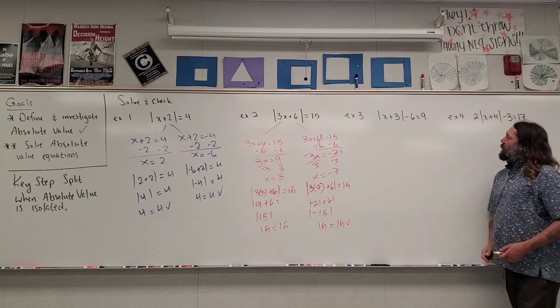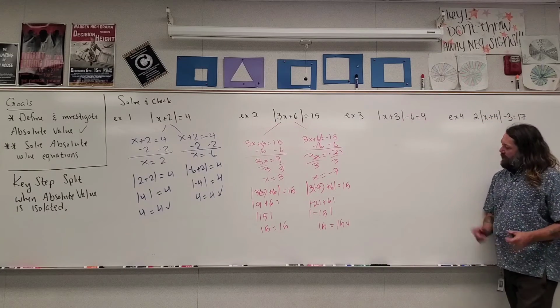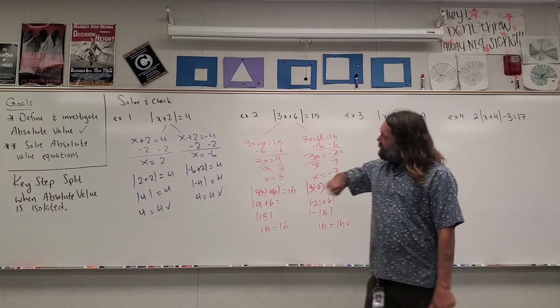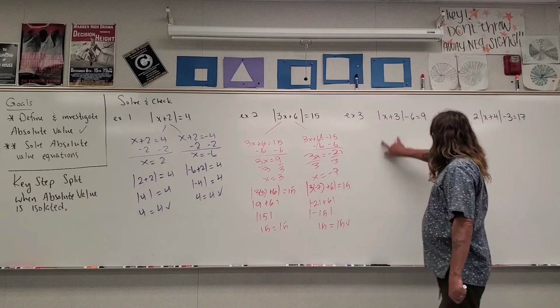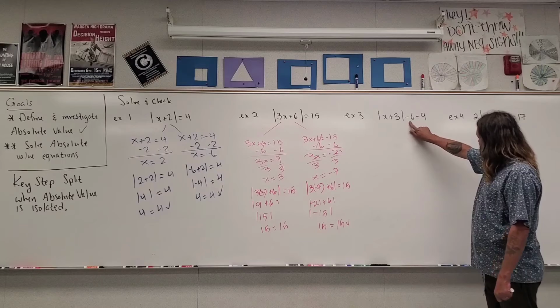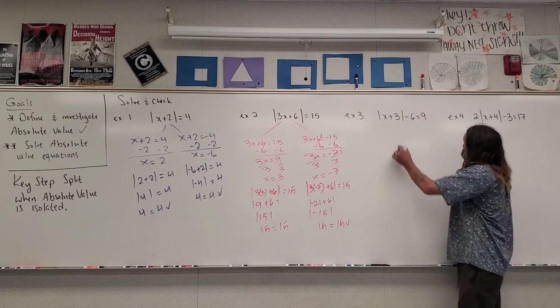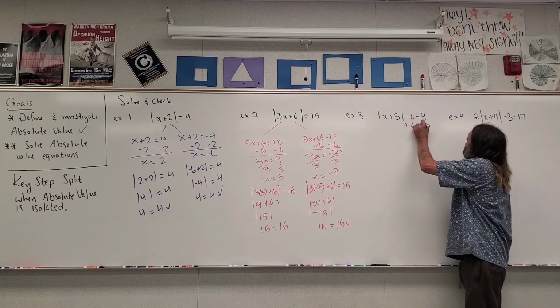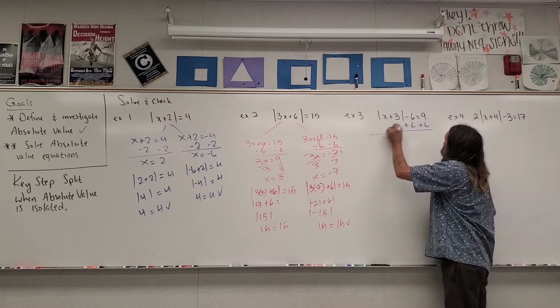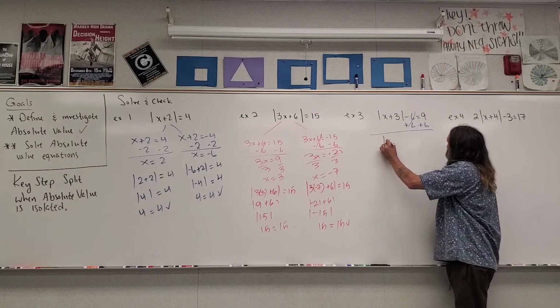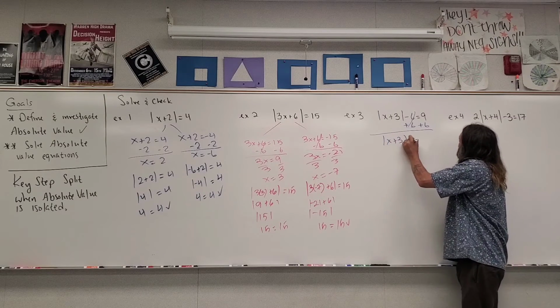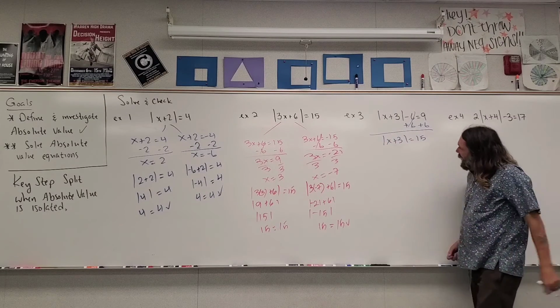All right, moving on to example number 3. Can I split? No, because the absolute value is not isolated. This 6 is keeping it from being isolated. And to isolate it, I just have to add 6 to both sides. Okay, that cancels out. Now I have the absolute value of x plus 3 is equal to 15. And now I can split.